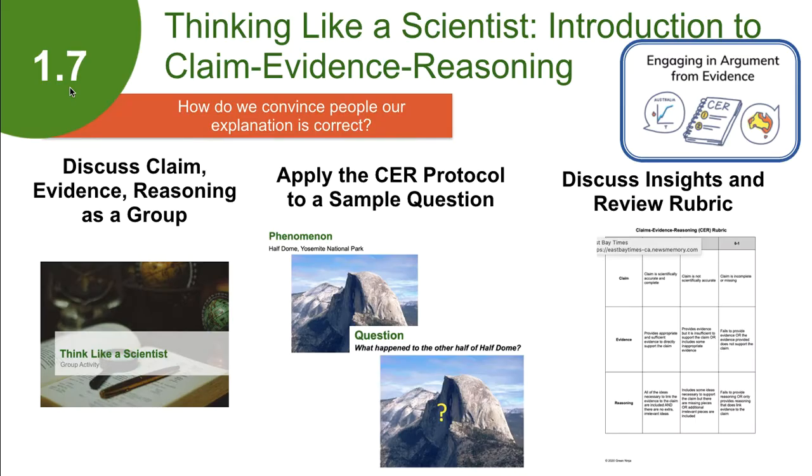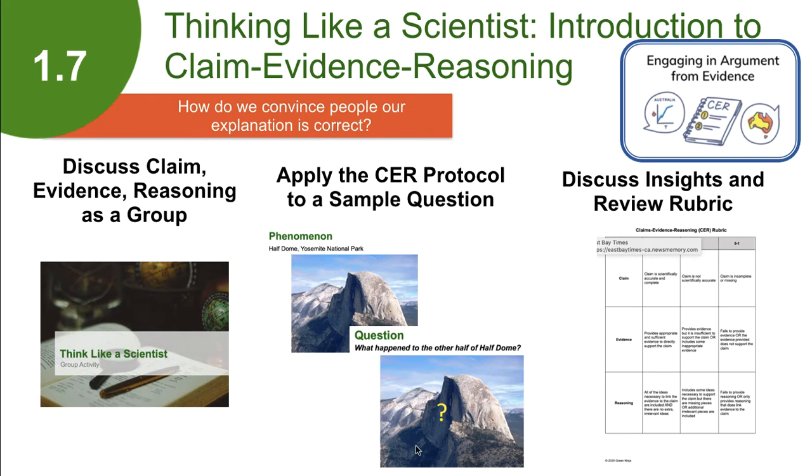We begin lesson 1.7 by discussing why scientists ask questions, and we realize that helps them focus their investigation. Once they get an answer to that question, we call it their claim. But how do we convince people that our explanation, our claim, is actually correct?